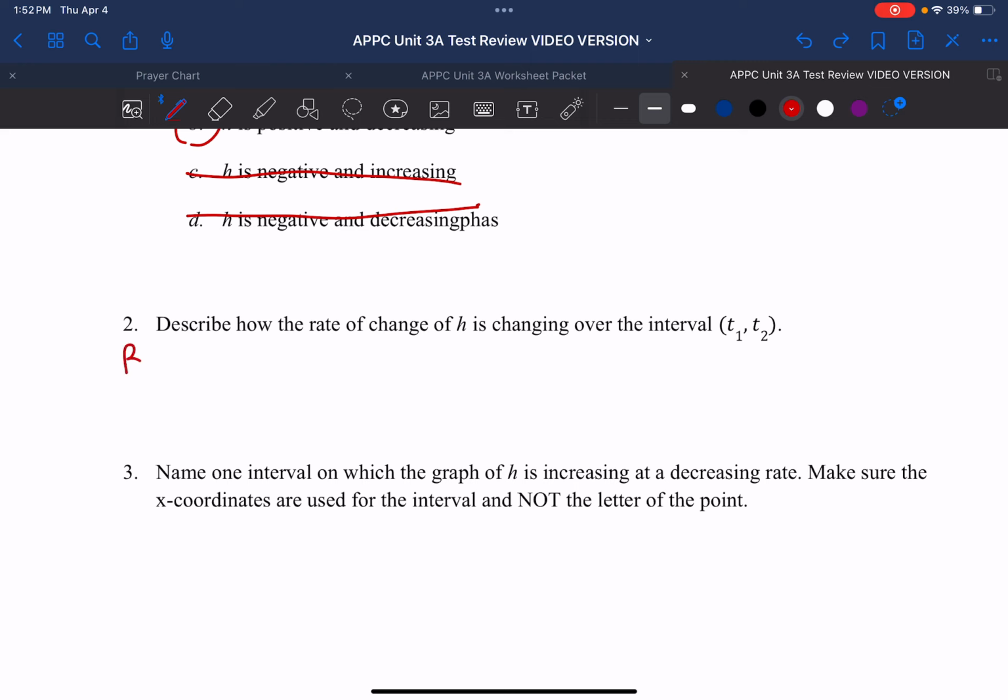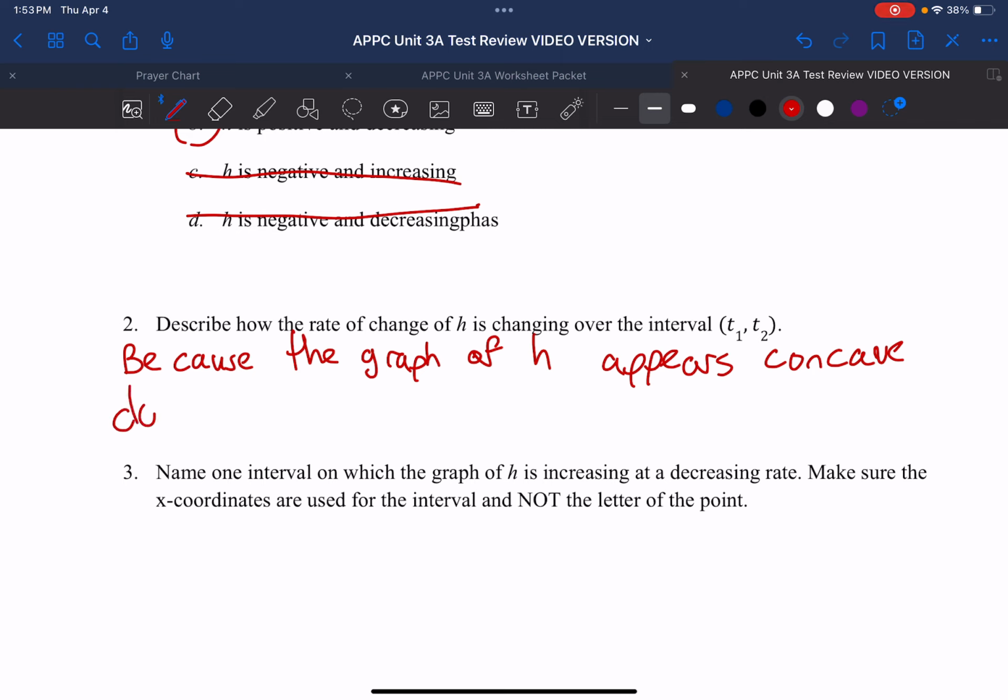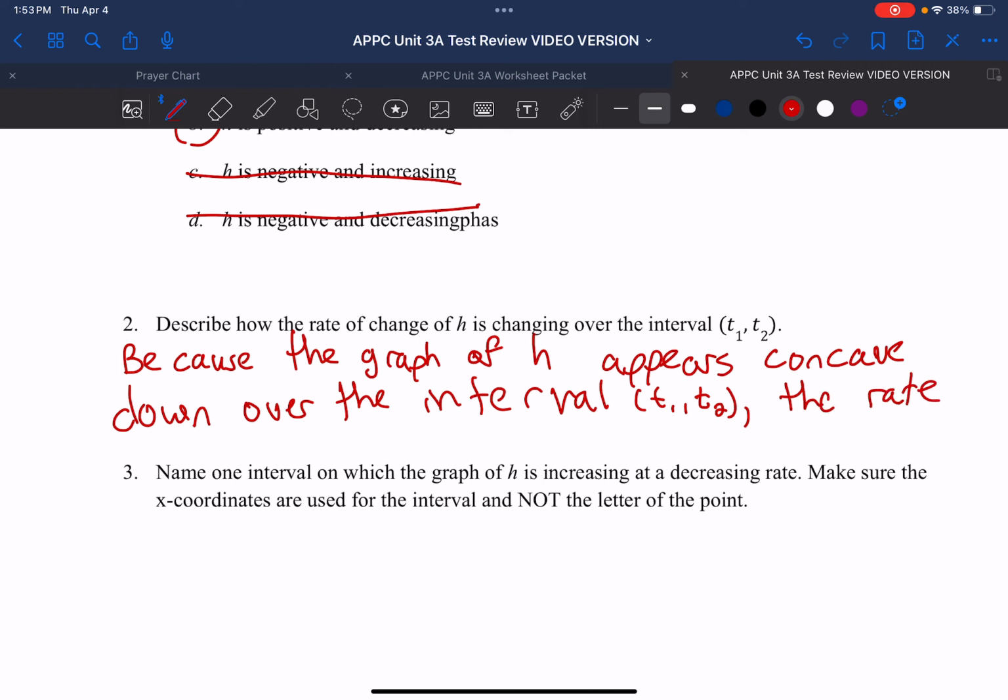So you would say because the graph of H appears concave down over the interval, make sure to state this as a sentence, interval T1, T2, the rate of change is decreasing.